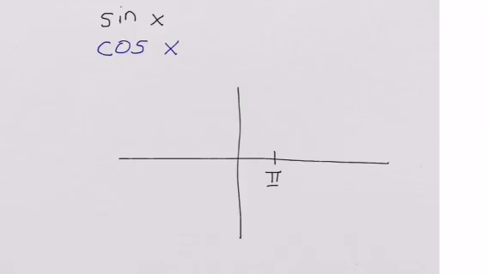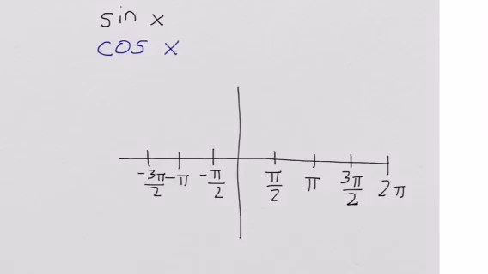So let's take a look at pi over 2, pi, 3 pi over 2, and 2 pi. And then on the other side, negative pi over 2, negative pi, negative 3 pi over 2, and negative 2 pi.